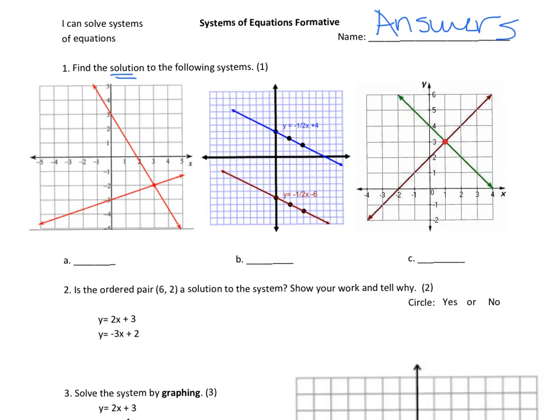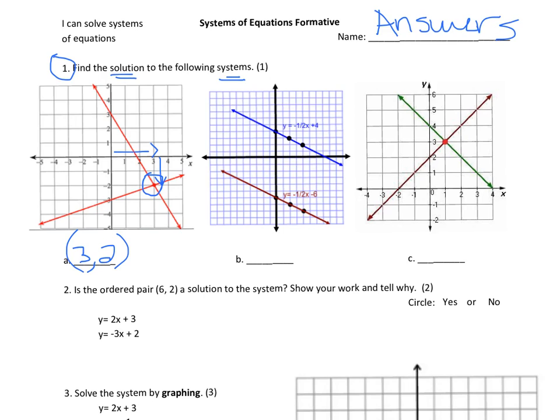Alright, so a solution to a system, remember, is the ordered pair that the two equations have in common. So it's an ordered pair that makes both true, or it's an ordered pair that is on both of the lines. So this first question, this is your minimal question. All you need to do is find where the two lines intersect, and that ordered pair is your solution. So in this case, we have to go over 3 and down 2, and that's a solution.